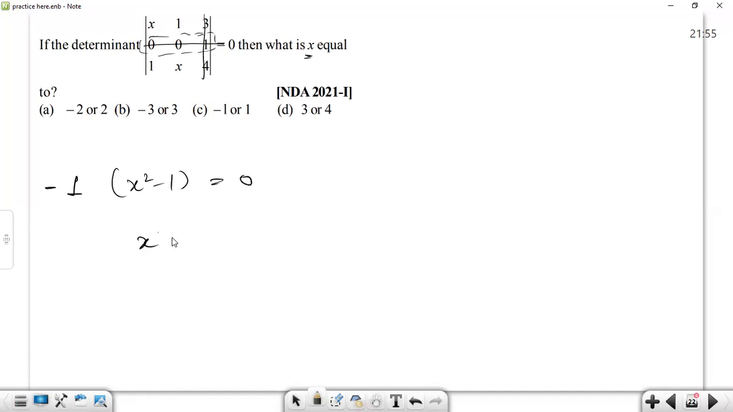Okay, simplifying, x square minus 1 should be 0. X square is equal to minus 1. X is minus of 1. Sorry, x square is equal to plus 1, so x is plus minus 1. Option number C should be the correct answer. Any doubts, anyone? No, sir. Yeah, please reread and try to understand the question.